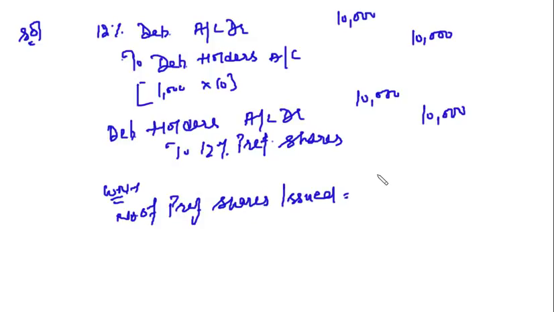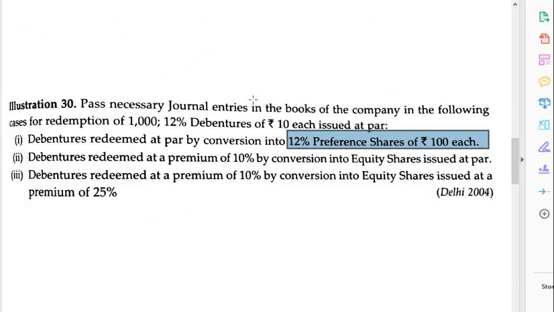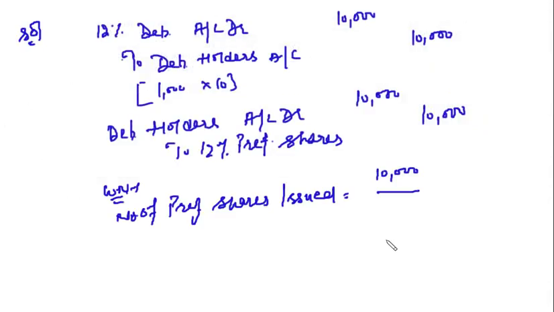What is the total amount payable? 10,000 divided by face value of the new shares or the new debentures issued. What is the face value of the new preference shares? 100 rupees. Clear? So that means 100 preference shares of rupees 100 each have been issued to settle the debenture holders account, that is to convert the debentures into preference shares. So this calculation you have to show as a working note. Clear? So this was the first part.